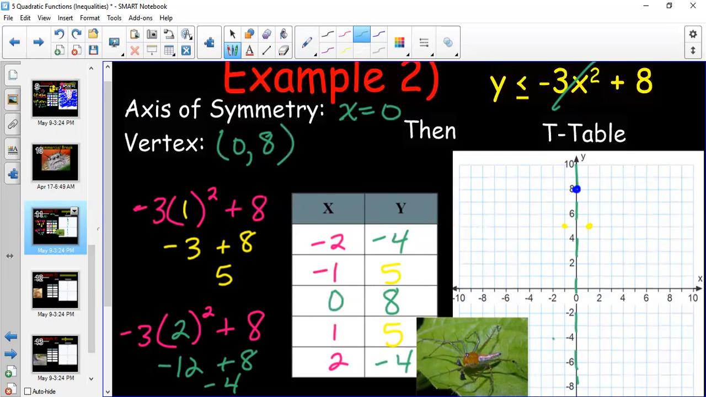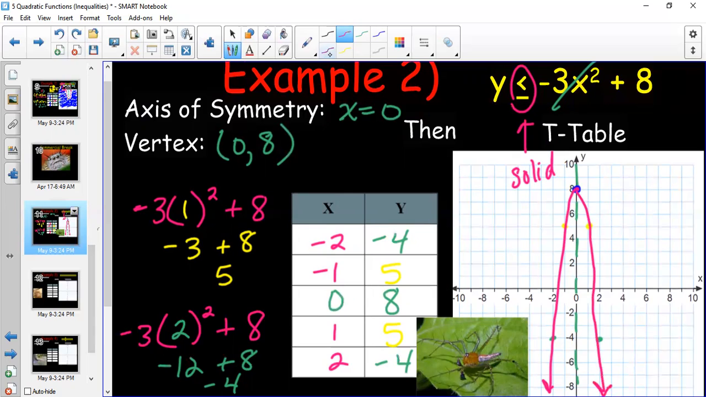And we'll put those on our graph. Okay, now before you just start drawing in your parabolas, let's see if it's solid or dotted. It is equal to, so that means solid. So we're going to draw a solid line here. Again, try to go all the way to the bottom if you can.